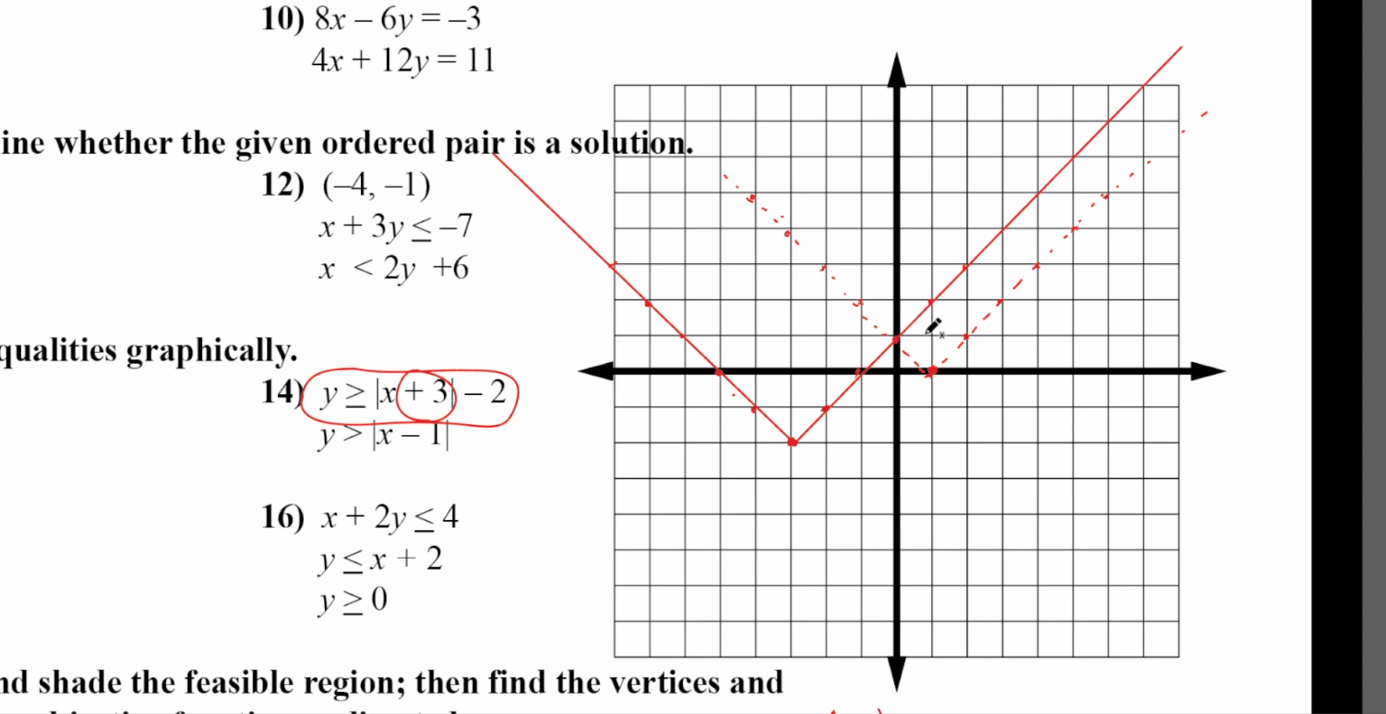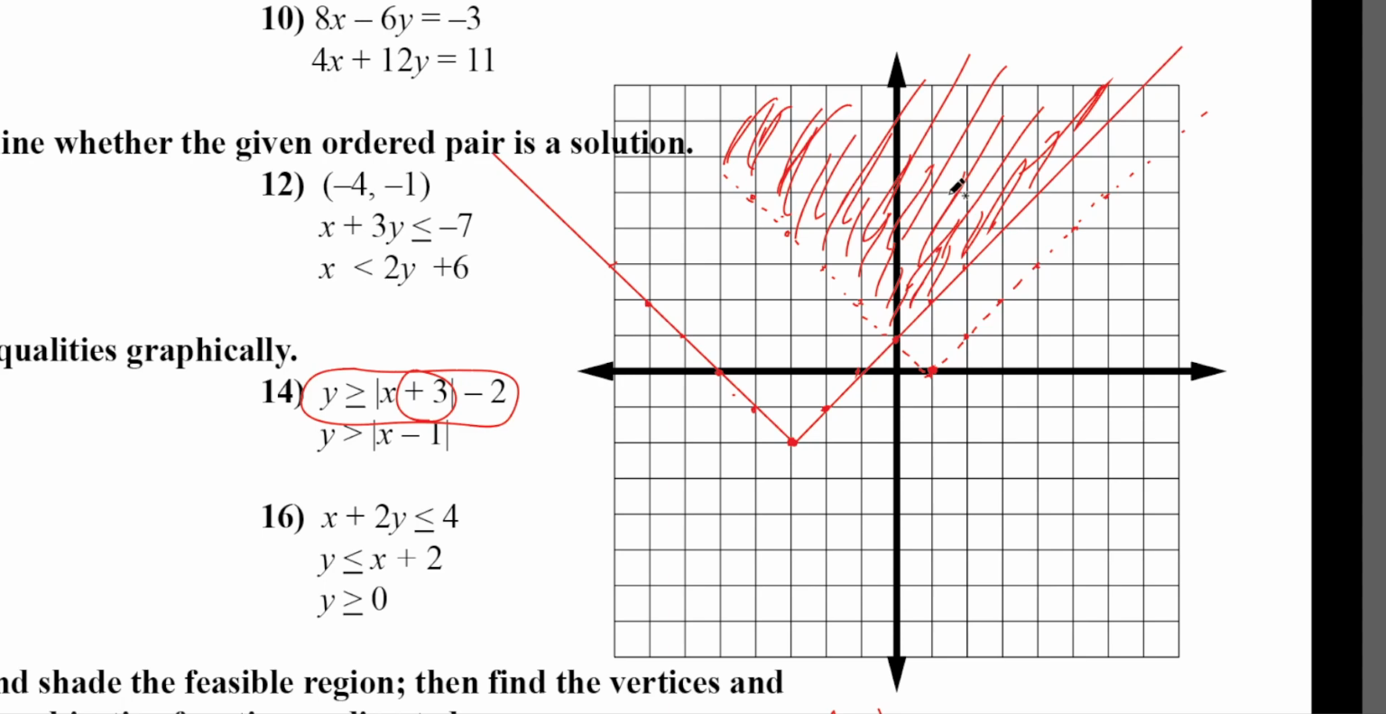So am I going to put anything in this area right here? No, because it's not above the first one. Okay? Am I going to put anything here? No, because it's not above the dotted one. So where am I going to put my shading? Just the stuff from here to here. Okay? And that's my shading right there.